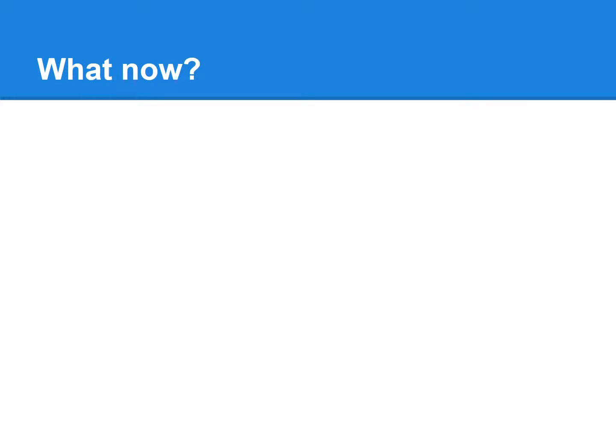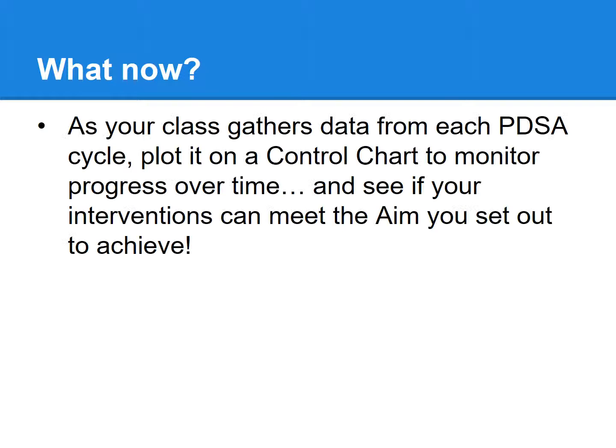And now it is time for your class to go forth and complete your project. Get together, and as you gather data from each of your PDSA cycles, plot them on a control chart so that you can monitor your progress over time. This will help you see not only if each of your interventions has the effect that you want it to, but also if your interventions are getting you closer to meeting the aim that you set out to achieve at the beginning.